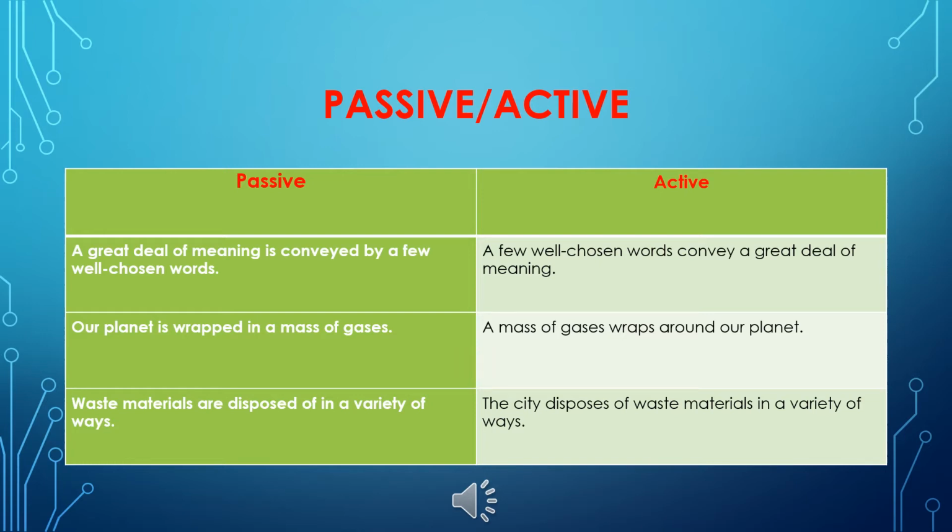Another example, waste materials are disposed of in a variety of ways. The active one, the city disposes of waste materials in a variety of ways. That's it, easy. You look how we do it. Disposes means to get rid of or to throw it away.